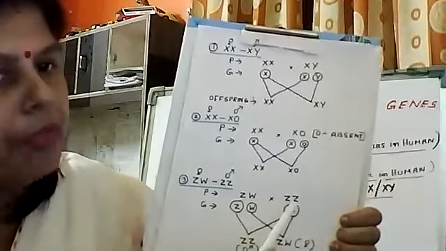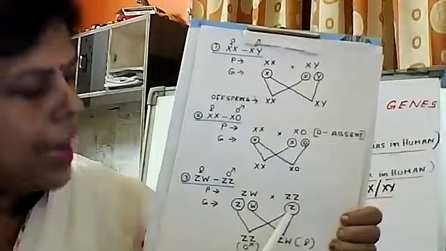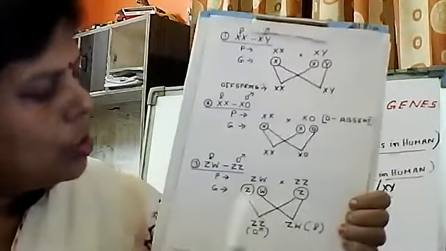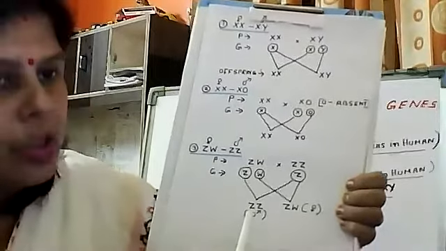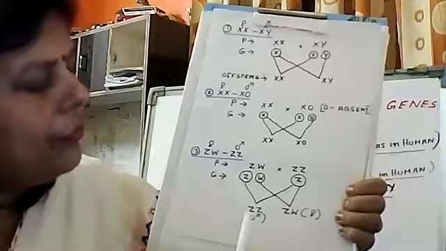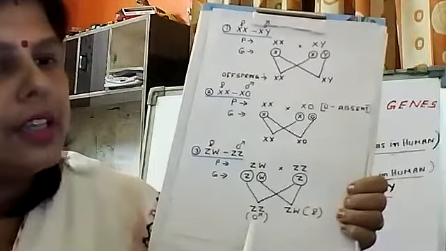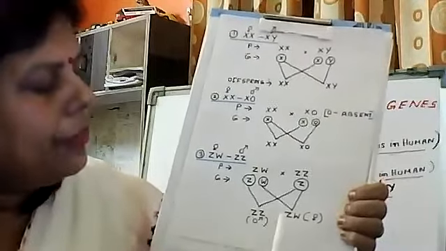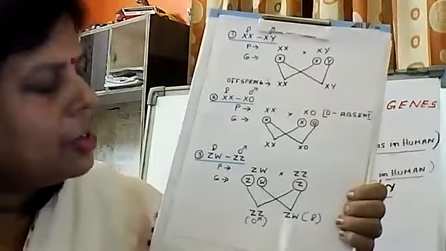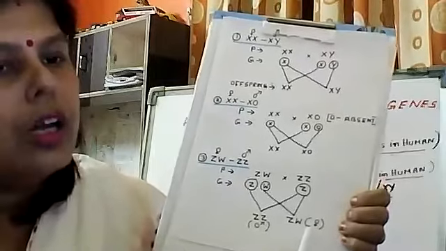And in case of male, both are Z. So only one I have shown. When the crossing takes place among them, if two Z meet, it will always give rise to a male. And if two different gametes meet, that is ZW, it will give rise to a female.